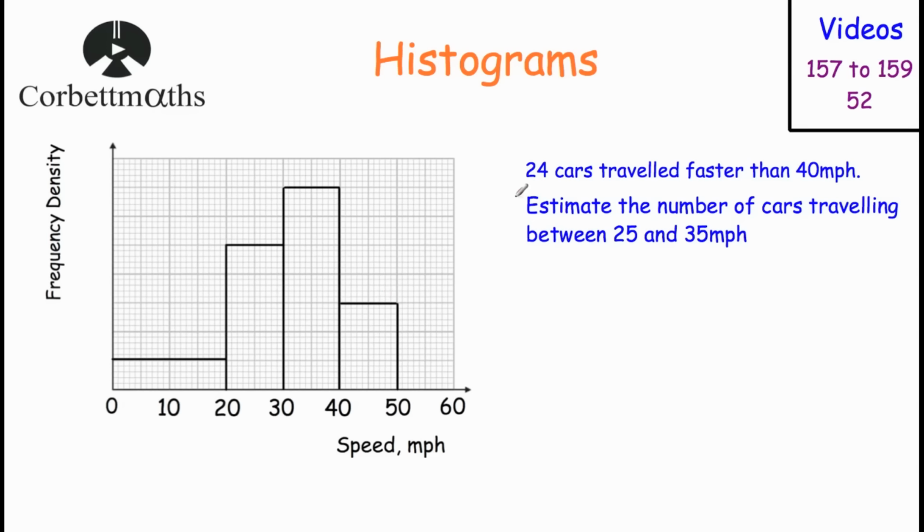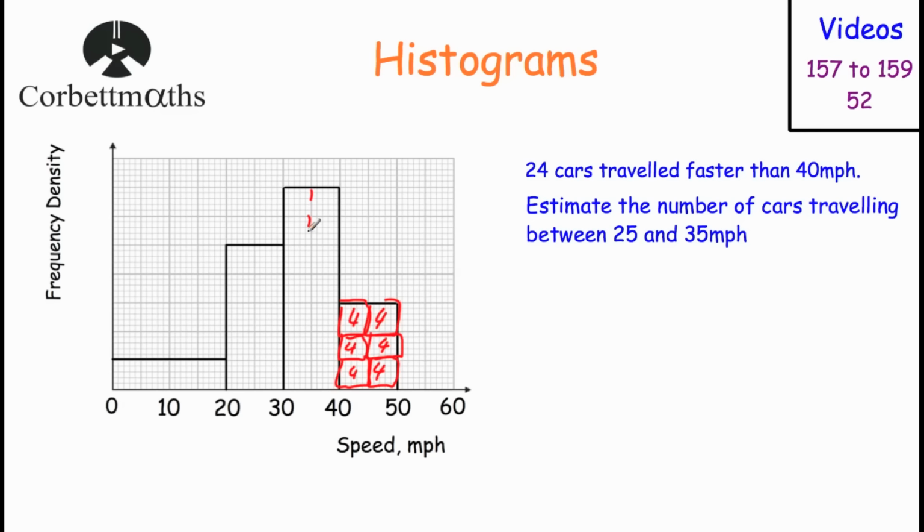Or another approach is to consider the frequency and to look at the area of that bar that represents that frequency. So as you can see, there's 1, 2, 3, 4, 5, 6 smaller squares inside that bar, and that represents 24 cars traveling more than 40. So if you do 24 divided by 6, you'll find that there's 4 cars in each one of these. Each one of those squares represents 4 cars.